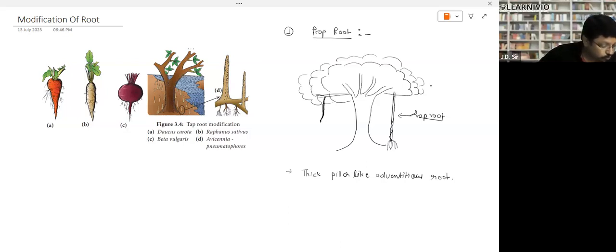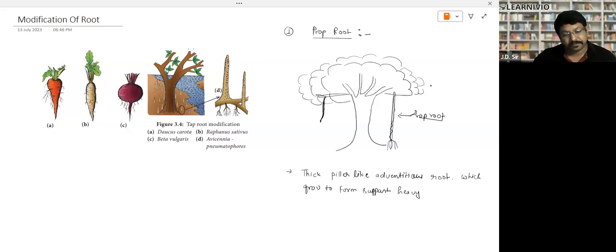Adventitious roots, which grow to form support, support heavy horizontal branches. That's why I told you. The thing to remember is that they are adventitious roots, meaning they are fibrous roots. They are not a type of prop roots, right?